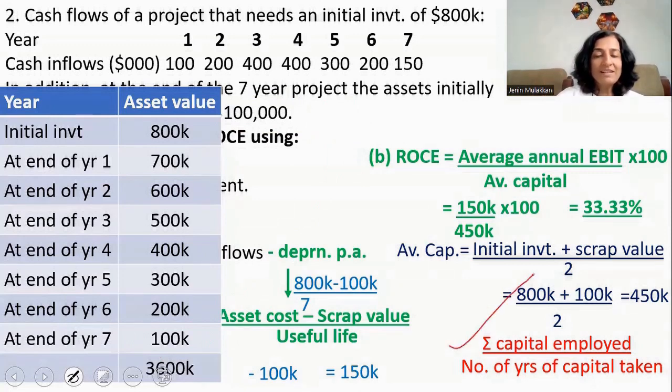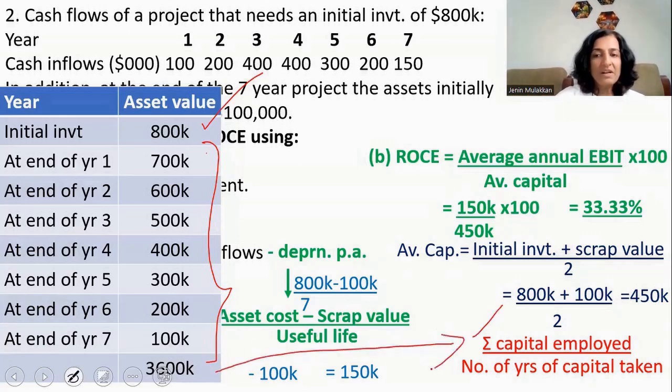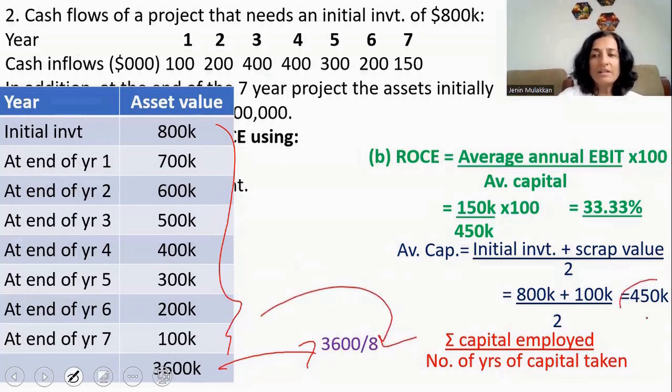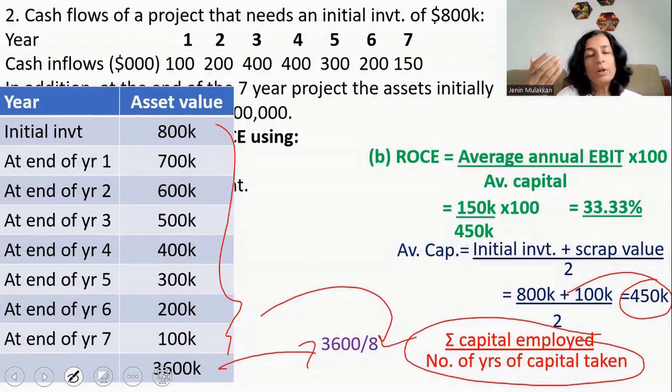So if you were to adopt this formula, that is sum of capital employed, then the sum of all these capital employed is 3,600 (in thousands). And how many capital employed figures have we taken? It is 7 years plus the initial investment, which means 8 capital employed figures. So sigma of capital employed is 3,600 and the number of years for which the capital is taken is 8. Substituting those figures, we get 3,600 divided by 8, so we get the very same answer of $450,000.